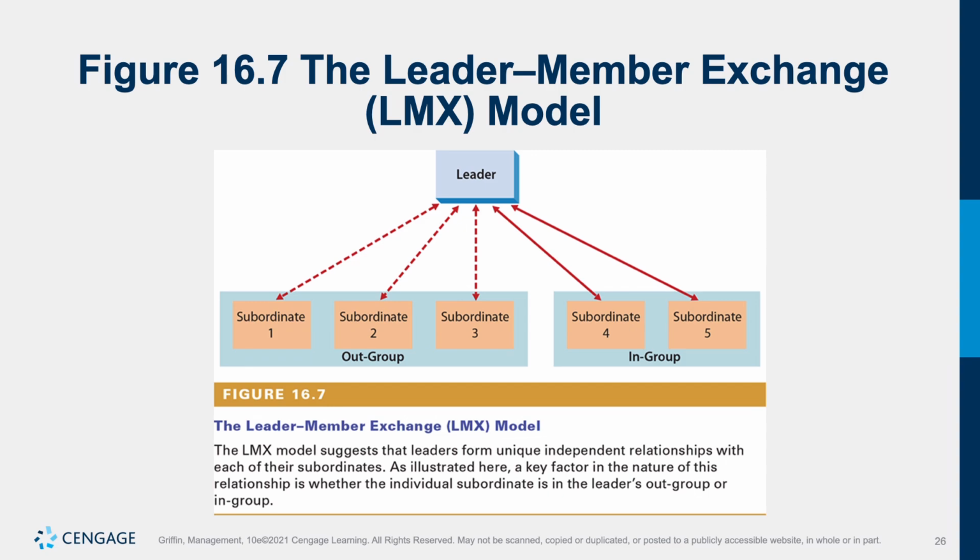So the diagram on this slide is an illustration of the leader member exchange model. You can see the leader at the top and you can see the subordinates that belong to the in-group have unbroken lines, showing the strength of the relationship. There is a strong relationship between the leader and the in-group subordinates, whereas there are broken vertical lines between the leader and the out-group subordinates, showing that it's a weak relationship.